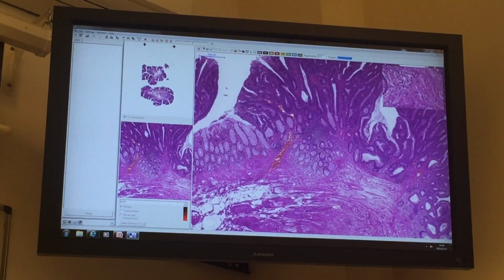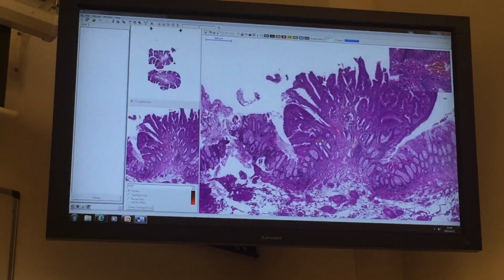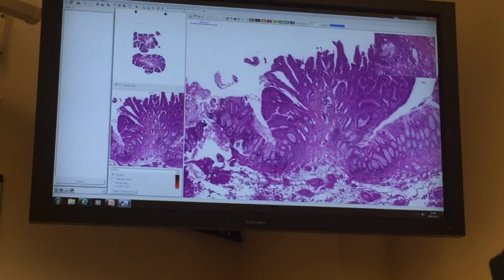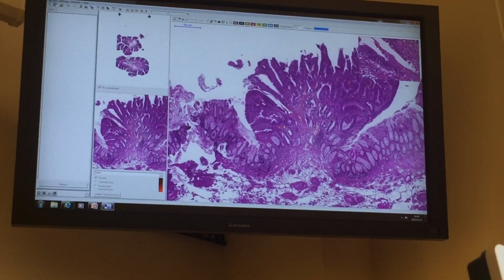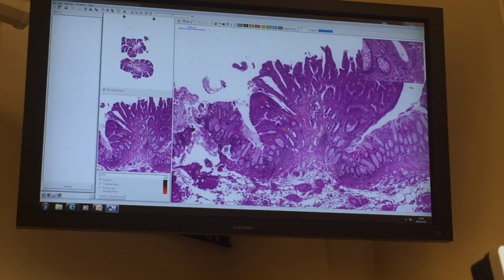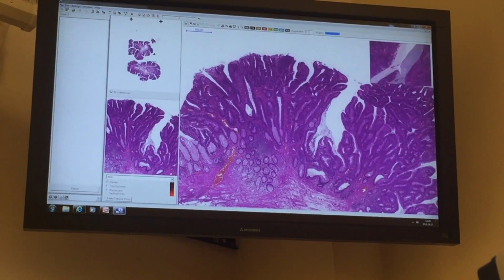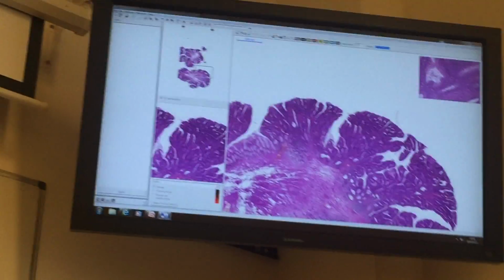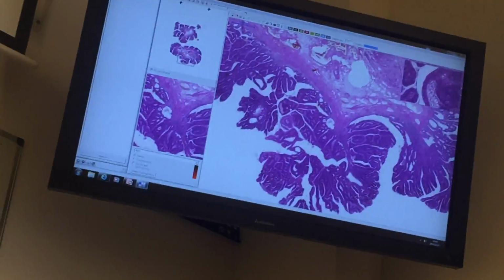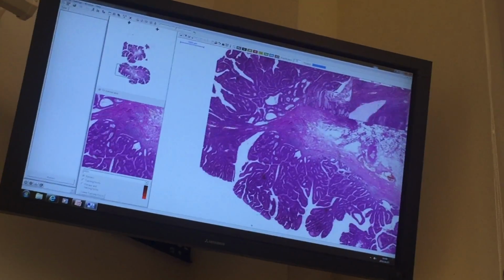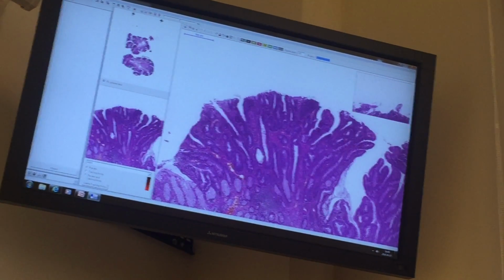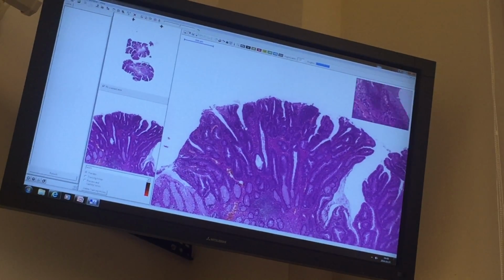Should we see this though? Yeah, I think it's a deeper section, and that's why I cut some deeper parts, and that's why we cannot see the whole. Okay, so what we can see is the tubular and some part of the villous structure. So these parts will be the villous, like here.